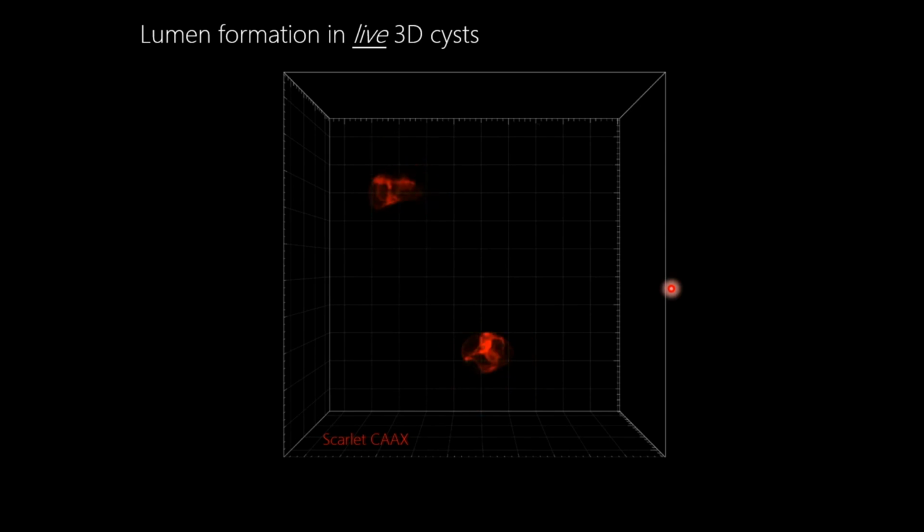So we have the cells making cysts. In this case, they're labeled with a membrane marker, and we follow them over time. We make 3D stacks at different time points, and then we can make a time lapse and follow the cyst development over, in this case, 4 days under the microscope. The goal is that we can detect the moment when these defects start appearing.